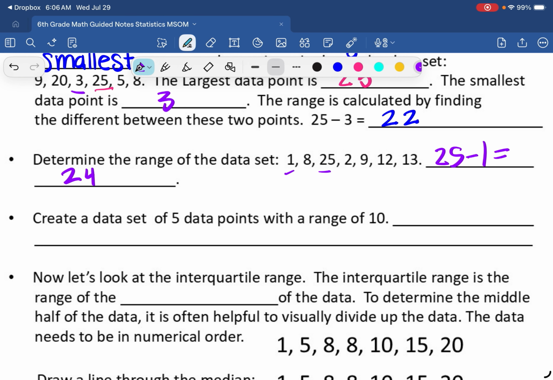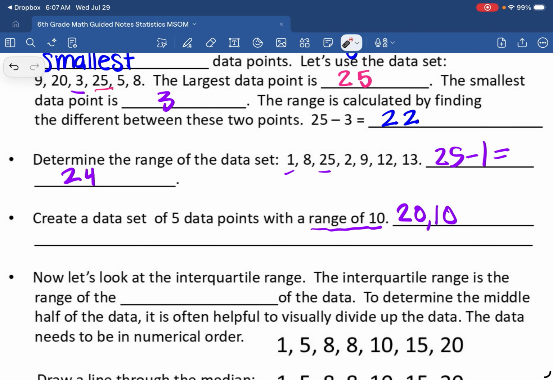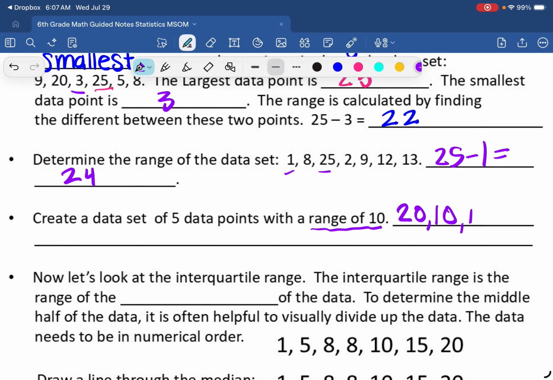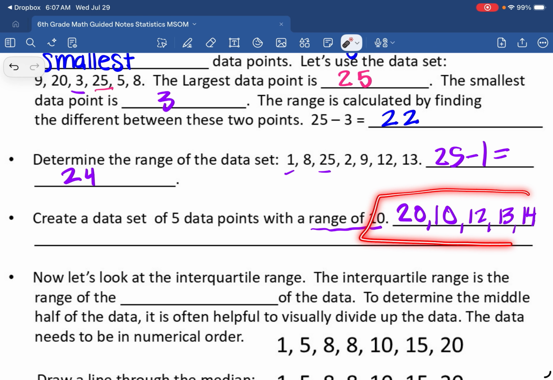Create a data set of 5 points with a range of 10. So if my range is 10, that means my largest number minus my smallest number will be 10. So I'm going to use the numbers 20 and 10 and have 20 be my largest number and 10 be my smallest number, because 20 minus 10 will give me 10. So that will be a range of 10. Now I just need to choose 3 other numbers that are between 20 and 10. So there's my data set of 5 numbers with a range of 10.